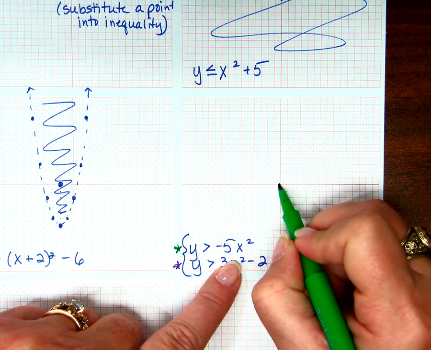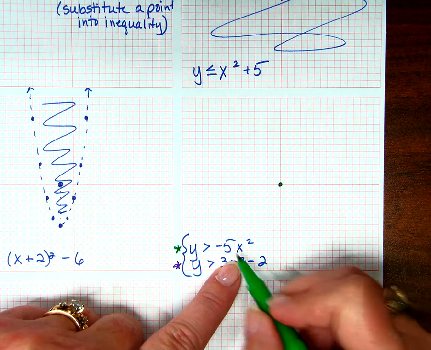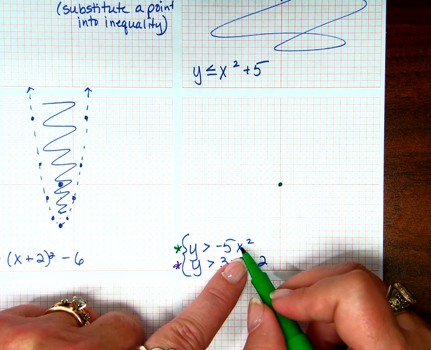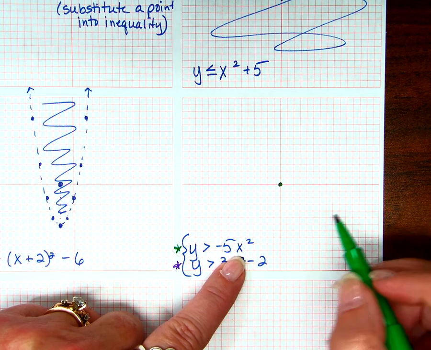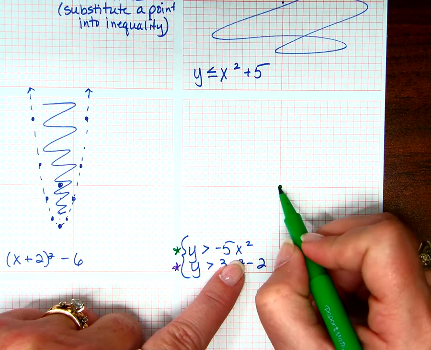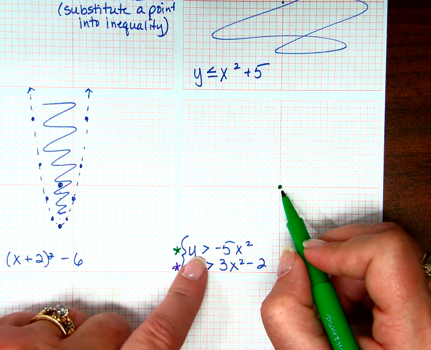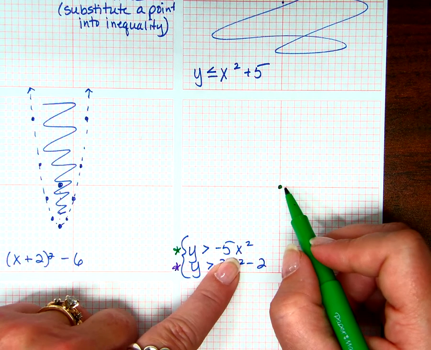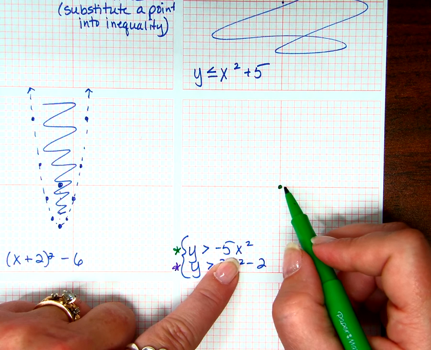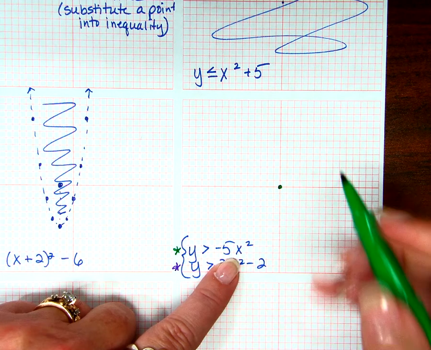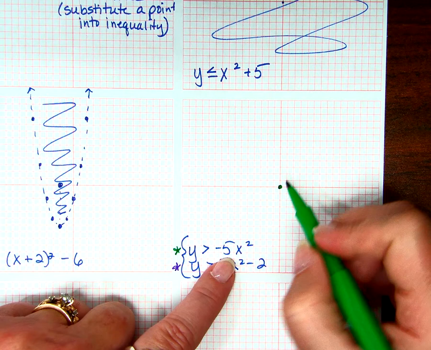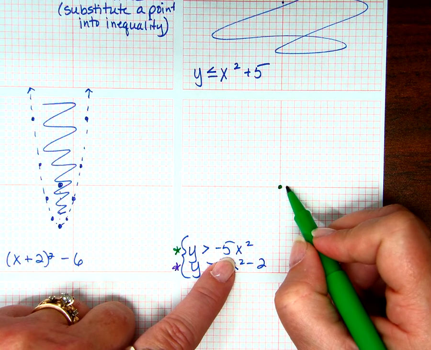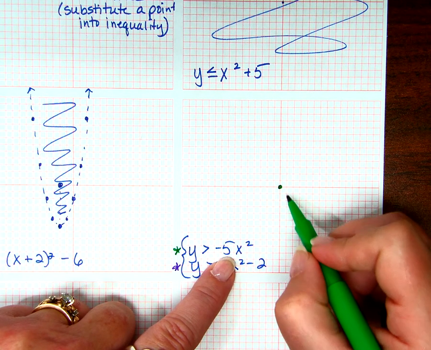Start at the origin. Because vertex form-wise, there's nothing being added or subtracted to the x, and there's nothing being added or subtracted to the end, so I know my vertex is at the origin, right? Tell me what you know about this quadratic. So it's not parent function shape, is it? Okay, what else do you know about it? It's opening down. So this time I'm going to go over 1 and down 5.